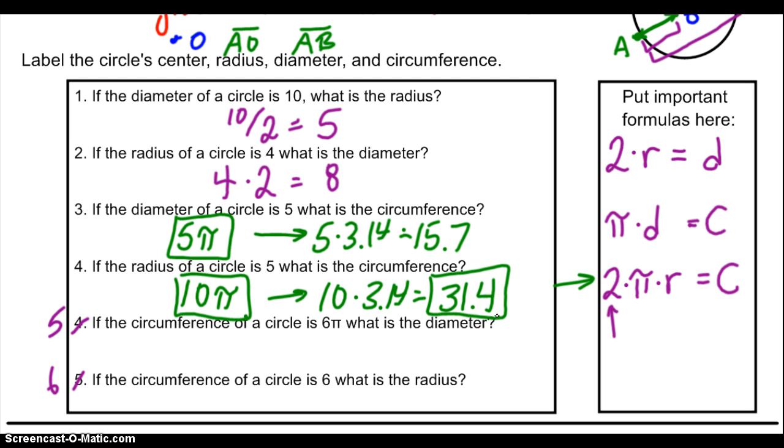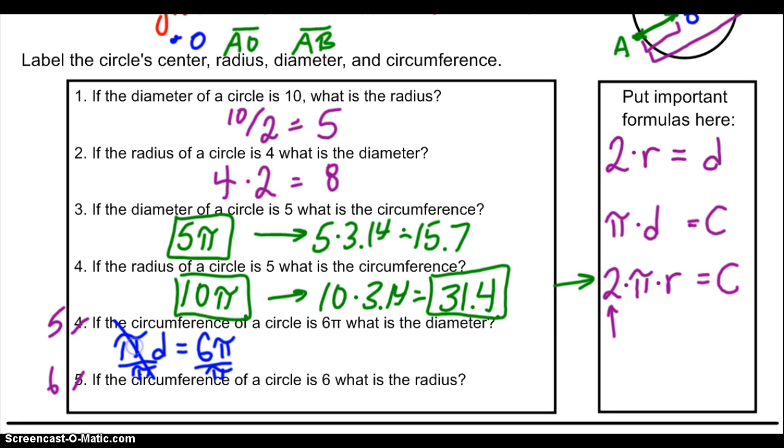So either of those answers work, depending on whether you want exact form or you want it in decimal form. Number 5. If the circumference of a circle is 6 pi, what is the diameter? Now here you'll notice we're going backwards. We can use the formula to help us out. We know the formula is pi d equals the circumference, which in this case is 6 pi. Okay. Now to solve for the diameter, I have to divide both sides here by pi.